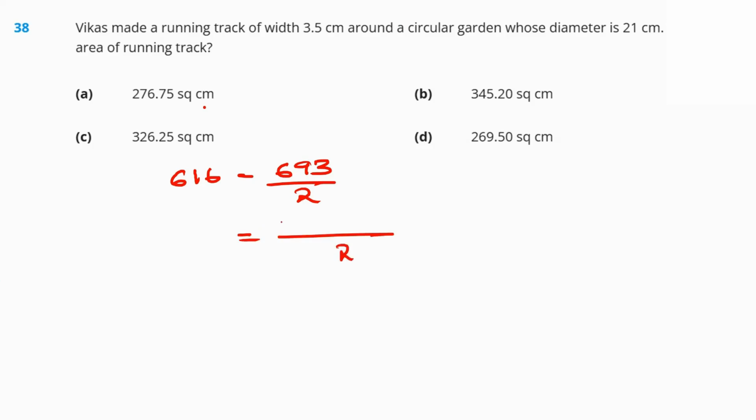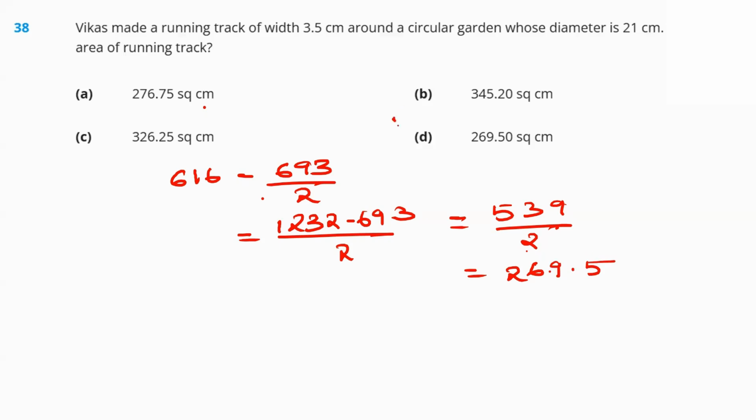616 would double itself because it has 1 as the denominator. So 1232 minus 693. How much do we get? 539. 539 divided by 2. That's 2 twos are 4. 1 in hand, 13 twos are 26, 1 in hand again, 19 twos are 38, 1 in hand, 269.50. That's option D as the answer.